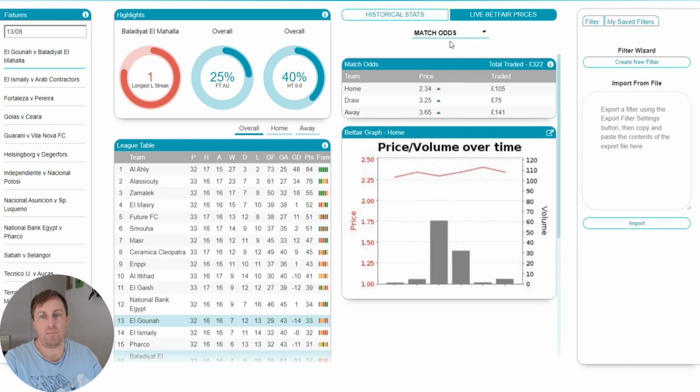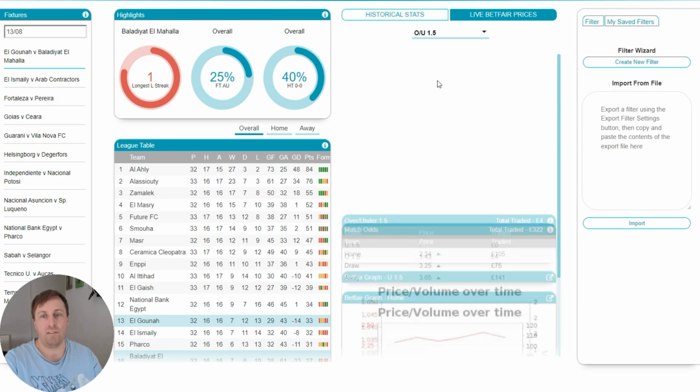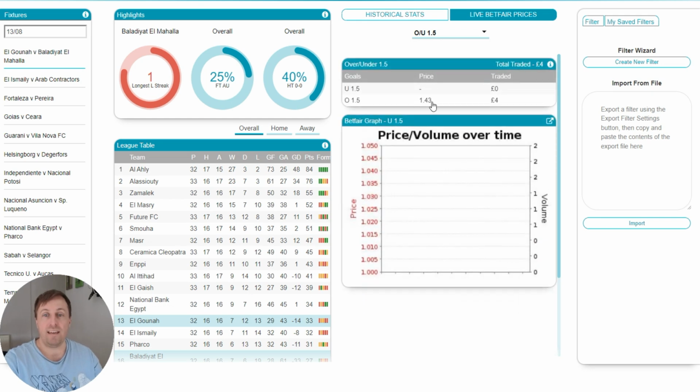So I'll go over to the Betfair prices. There's not going to be a lot of money, if any, traded on this market yet, but I'll have a quick look. So we can see here that nothing's been matched on under 1.5, but over 1.5 has been backed at 1.43 odds. Interesting. So we know that the odds of over 1.5 should be, well, we think they should be around 1.6, 1.67 on the odds converter.